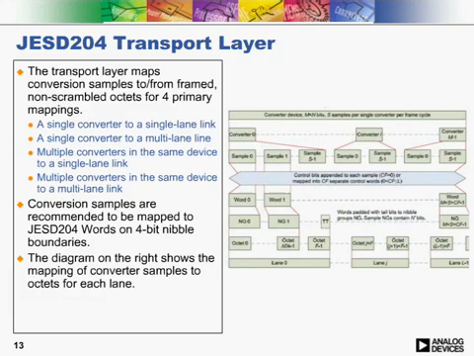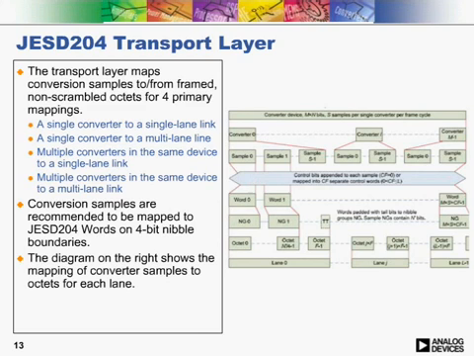Let's now dive into the transport layer of the JESD204 standard. A single converter can be mapped to a single lane link or can be mapped to a multi-lane link. The same holds true for multiple converters in the same device. The converters can be mapped to a single lane link or into a multi-lane link. And the conversion samples are recommended to be mapped into 204 words on 4-bit nibble boundaries.